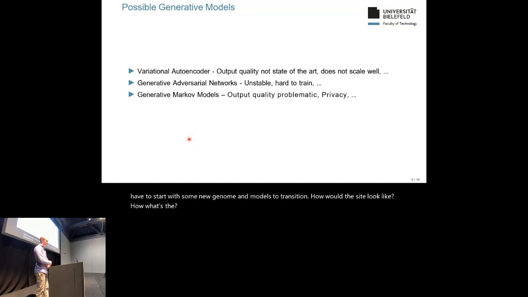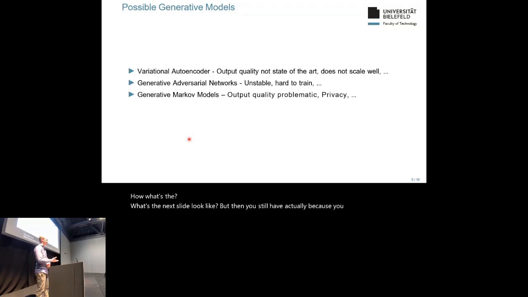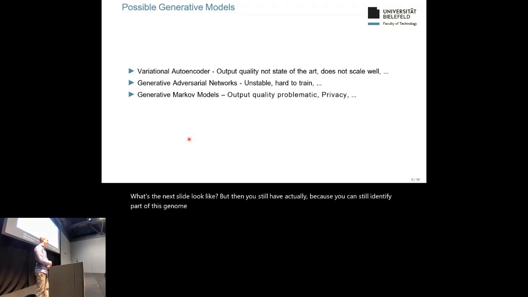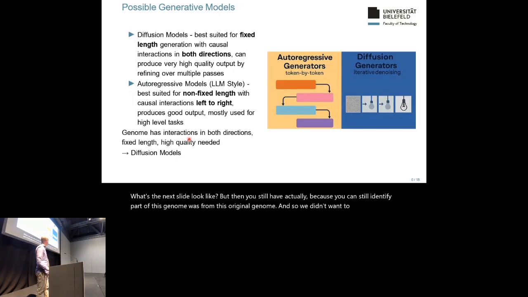how would the next child look like. But then you still have privacy problems actually, because you can still identify that part of this genome was from this original genome. And so we didn't want to use those. So we wanted to either use diffusion models or autoregressive models. We'll go over those very quickly.